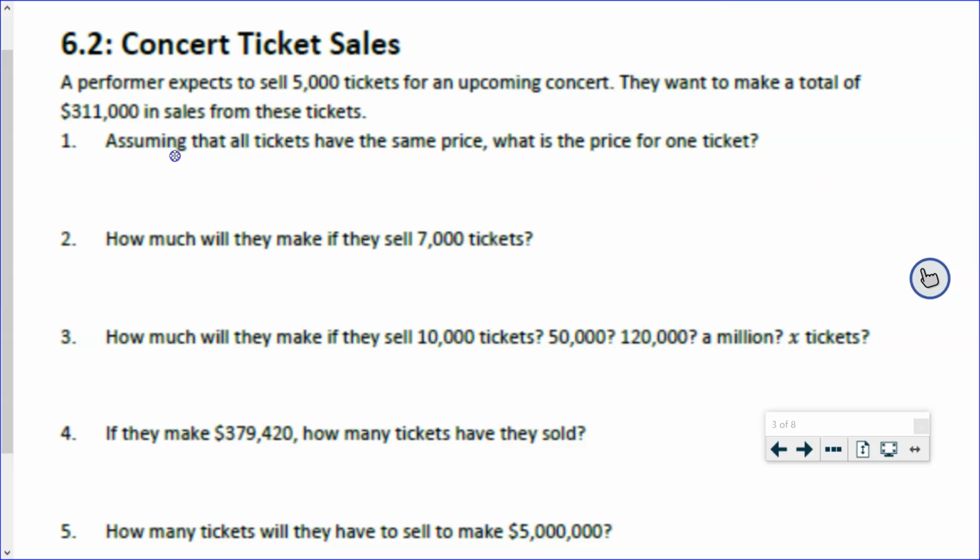So step 1 says, assuming that all the tickets have the same price, what is the price for one ticket? What we're really asking here is we're asking for the unit rate. So talk with your groups. How are we going to answer that question first? And then from there, we're going to start setting up our little mini baby tables. How are we going to find that unit rate?